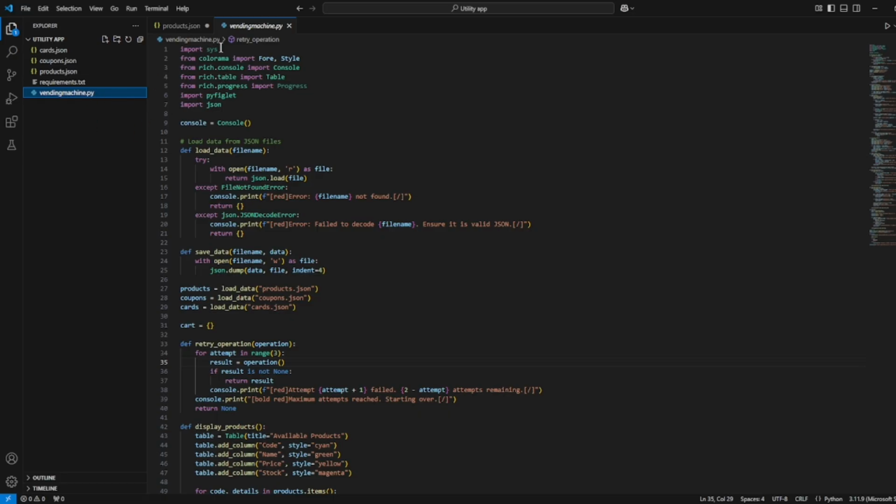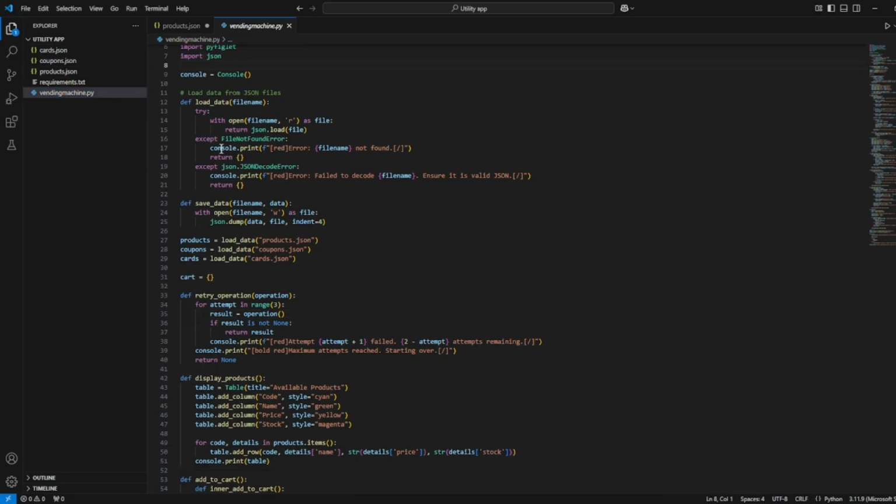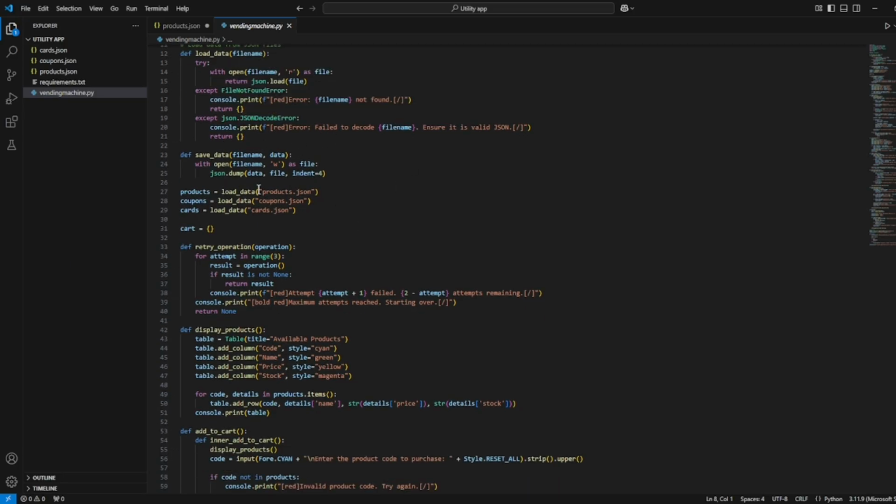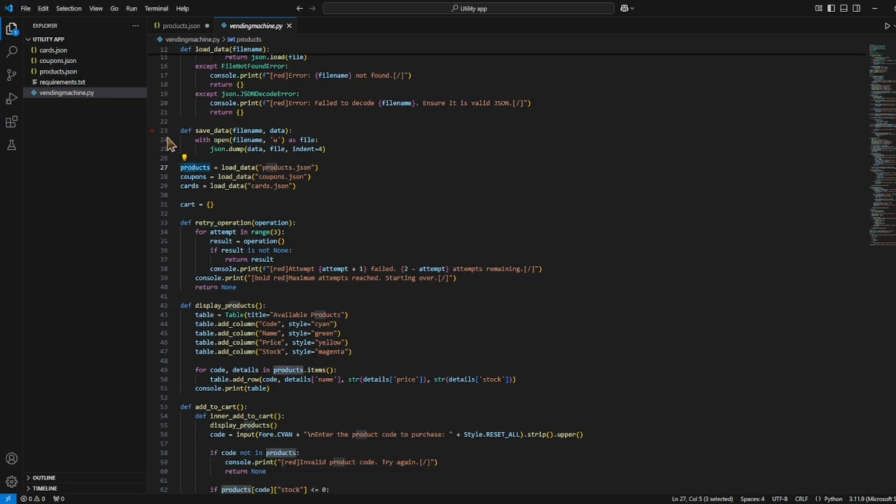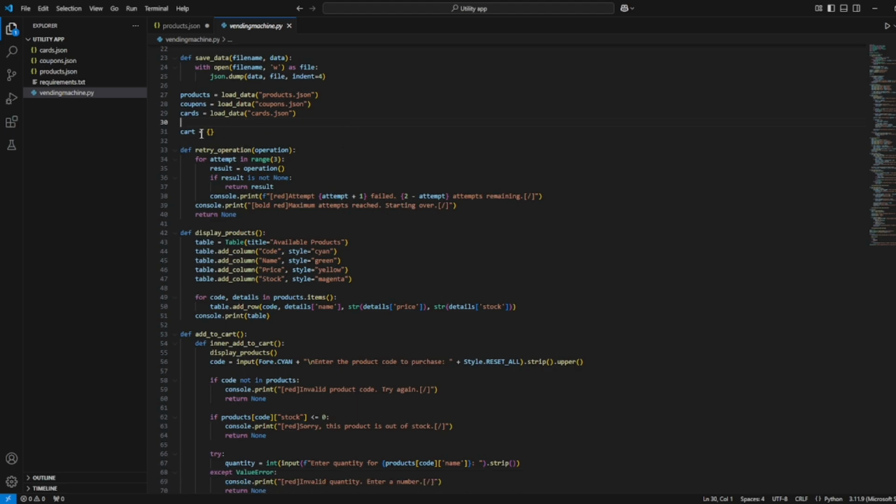For my main coding, first I have imported all of these files, and then I have to load the data from the JSON files into my main Python file. So I have loaded it, and you can see I have loaded the products, the coupons and the cards, and I have put an empty function for card.